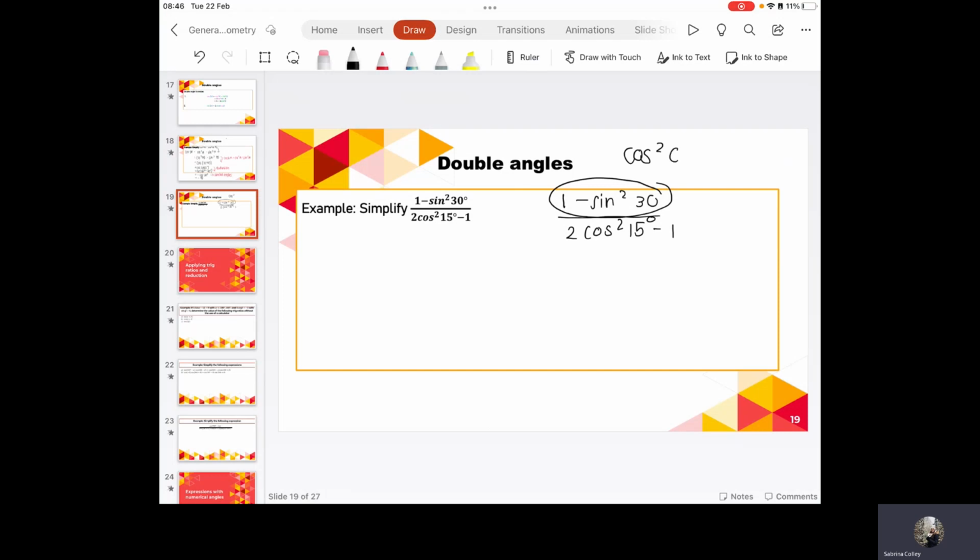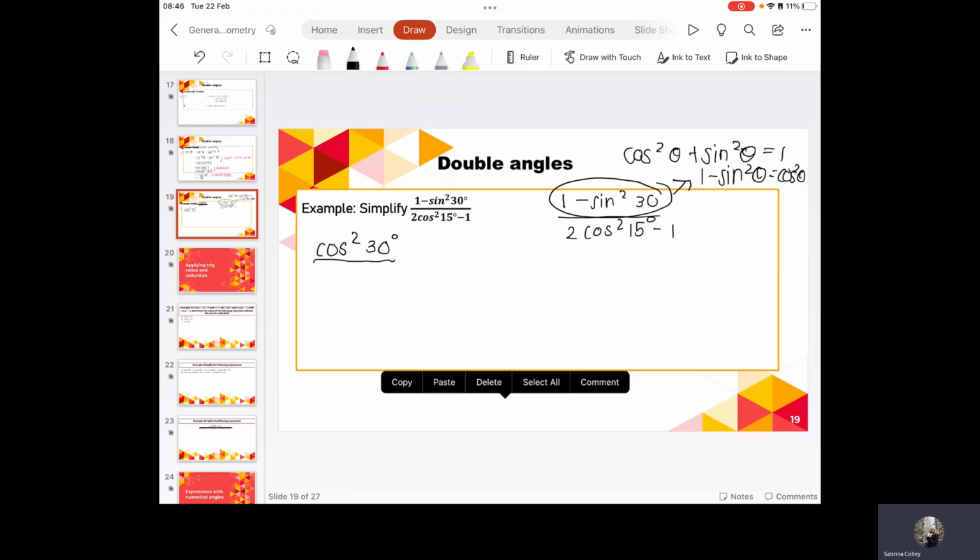Cos squared theta plus sine squared theta is equal to 1, which is also 1 minus sine squared theta is equal to cos squared theta. Okay, so remember those ones. So this top one we can write as that identity. So I know that that is cos squared 30, because it follows this identity.